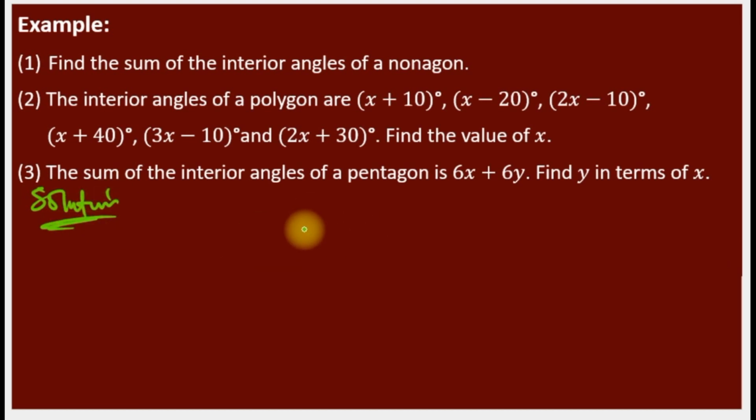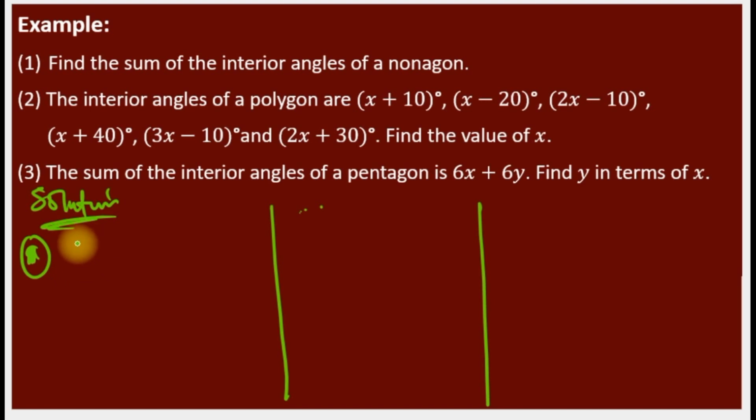So I can partition this. Let me partition it into 3 so that we solve fast. So the first one, number 1. A nonagon is a 9-sided polygon.